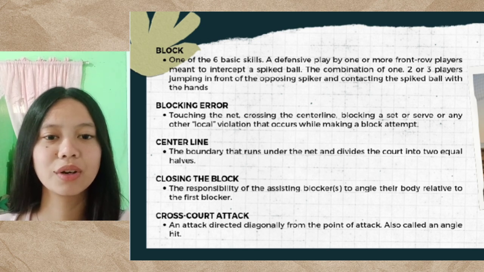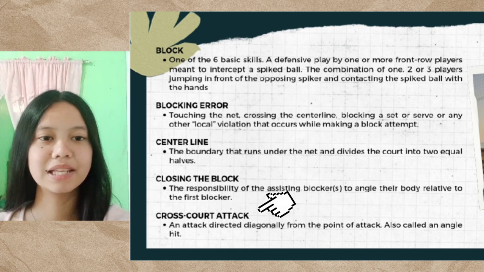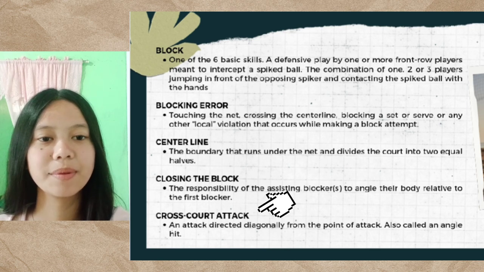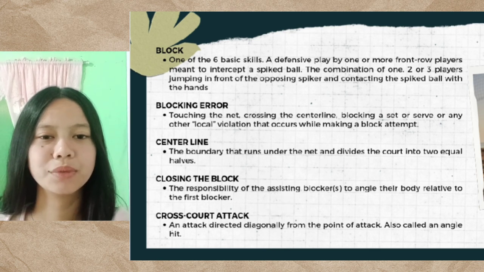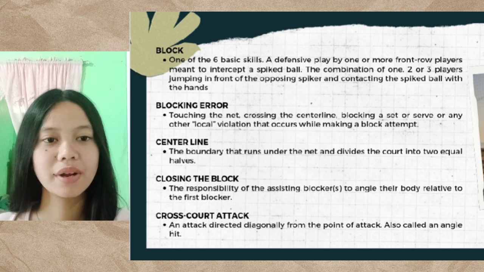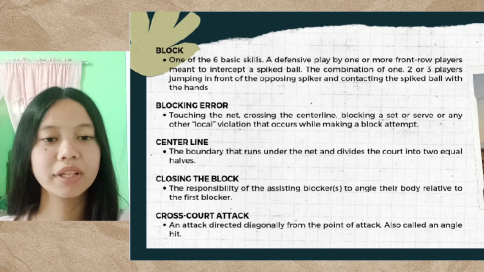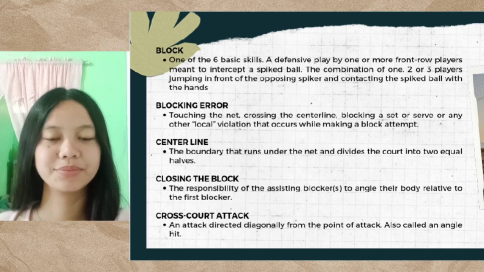And cross-court attack. An attack directed diagonally from the point of attack, also called an angle hit. So, an attack directed across the net at an angle from one side of the court to the other side of the court.